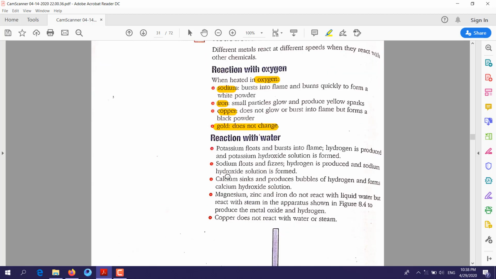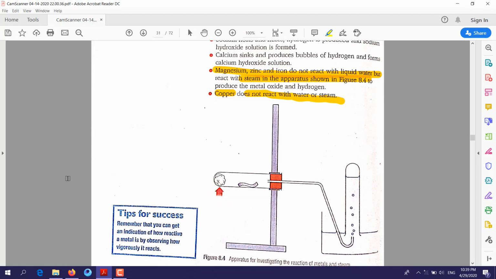The same thing applies to water. For example, potassium floats and bursts into flame. Hydrogen is produced and potassium hydroxide solution is formed. Again, here we have different examples of metals when they react with water. Here it reacts very fast, but let's take another example. Copper does not react with water. Magnesium, zinc, iron will not react with water, but they will react with steam. So all of these metals react with oxygen and water in different ways.